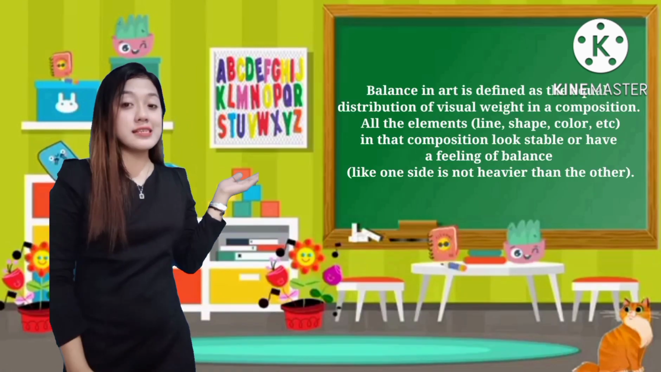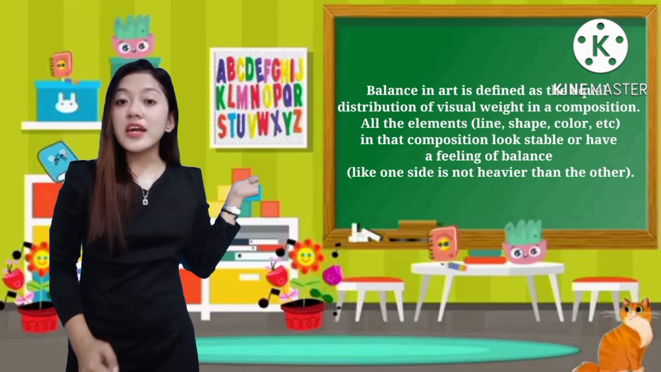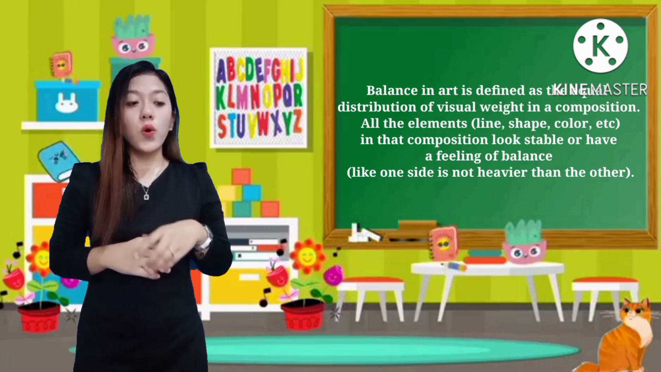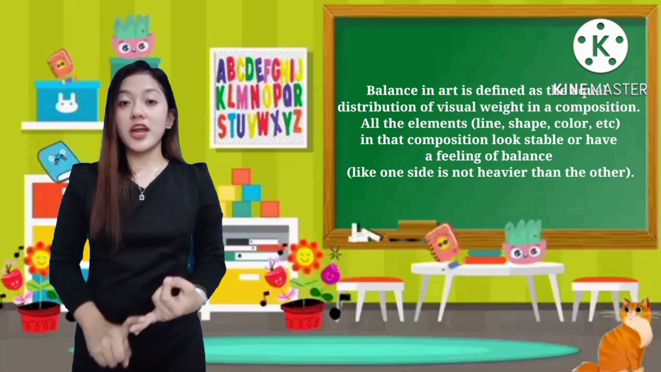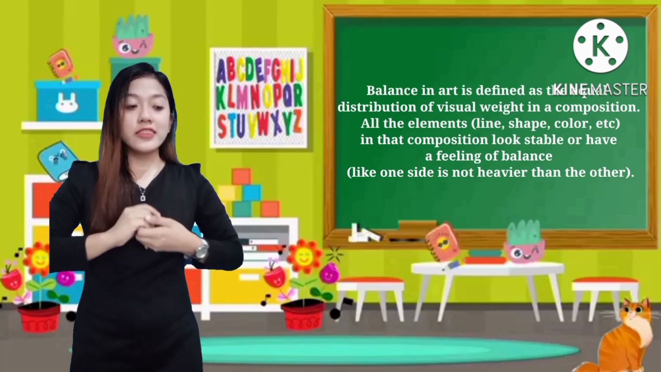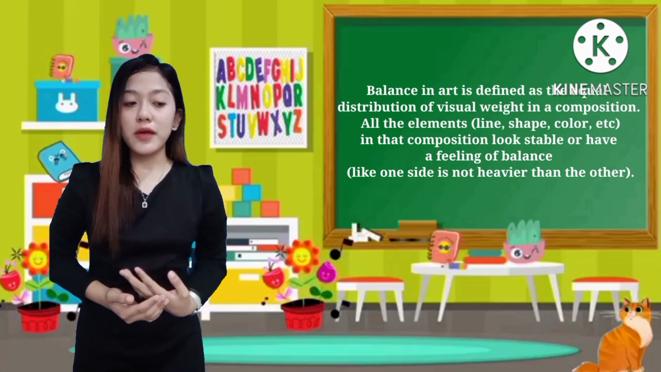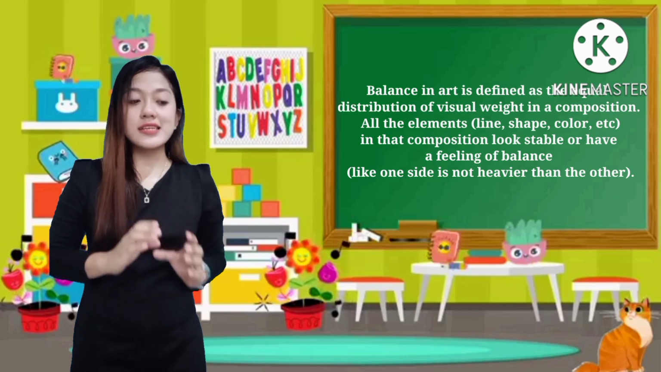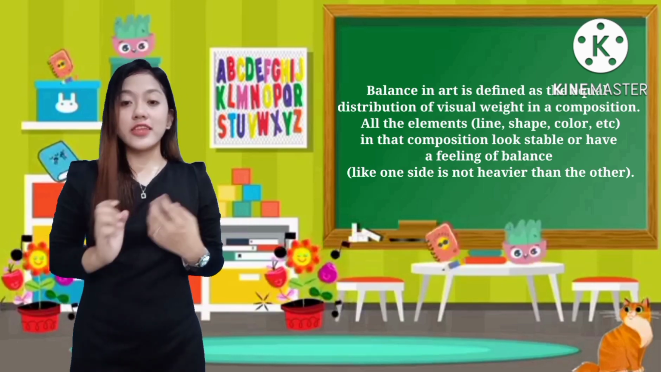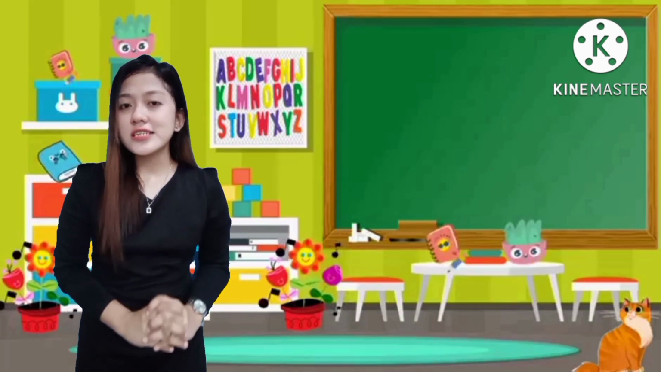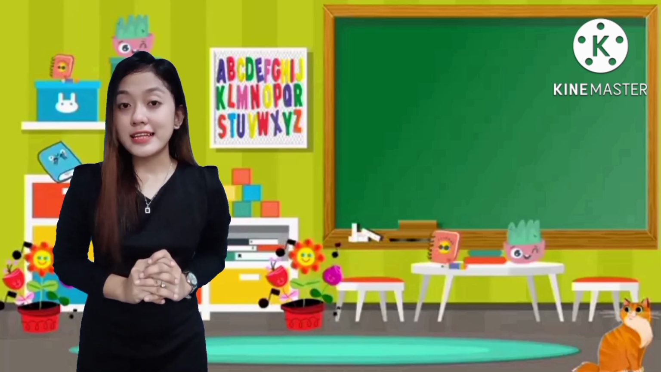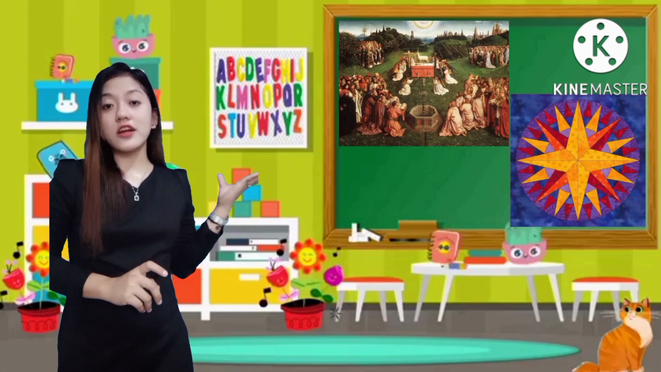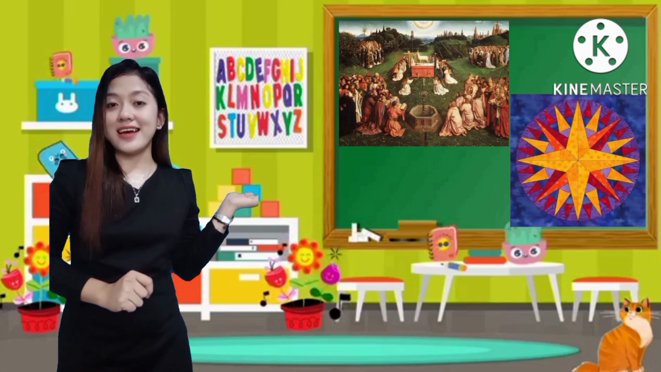When we say balance in art, it is defined as the equal distribution of visual weight in a composition. So all the elements, line, shape, color, etc. in that composition look stable or have a feeling of balance, like one side is not heavier than the other. Do you understand the meaning of balance, class? Yes, teacher. Good. I will show you pictures here as an example of balance.